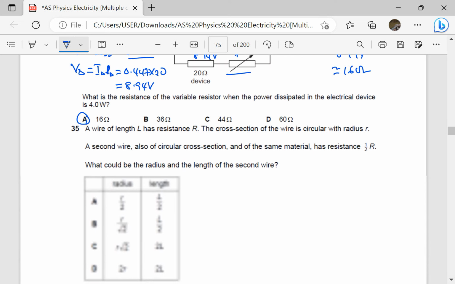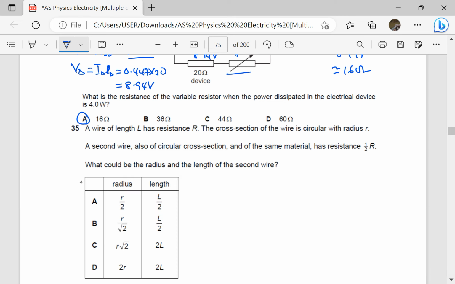A wire of length L has a resistance R. The cross-sectional area of the wire is circular with a radius r. A second wire, also of circular cross-section and of the same material, that means the resistivity is the same, has a resistance of half R. What could be the radius and the length of the second wire?